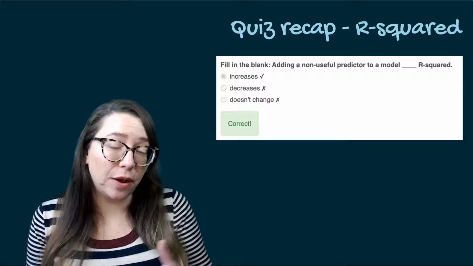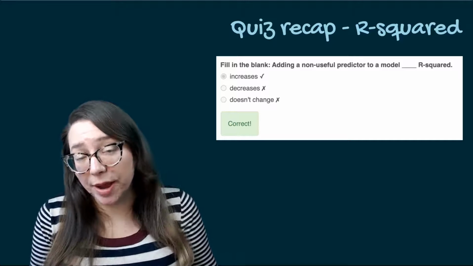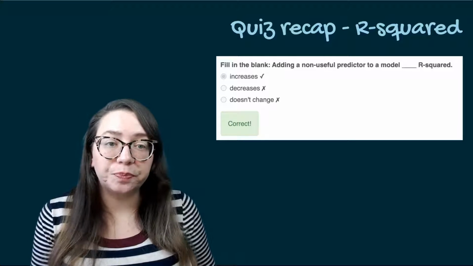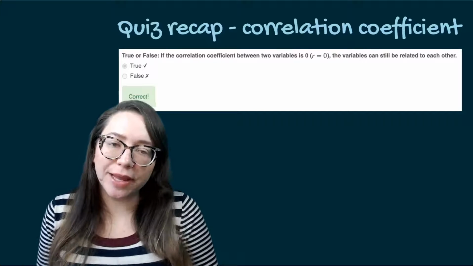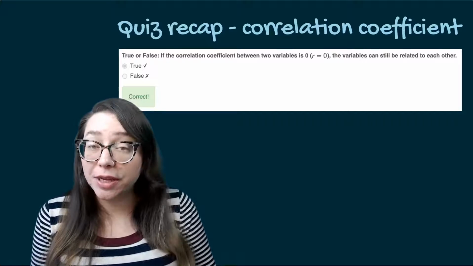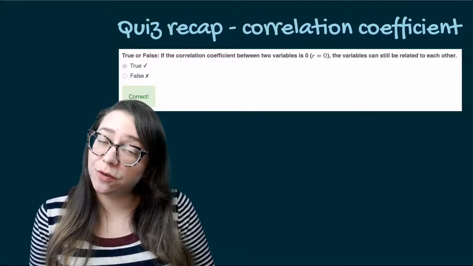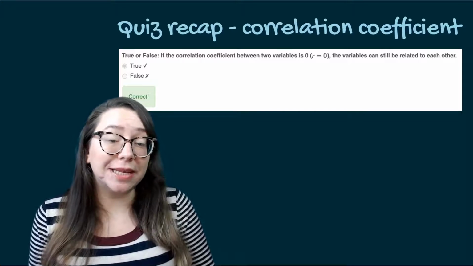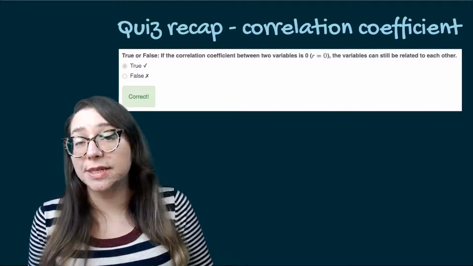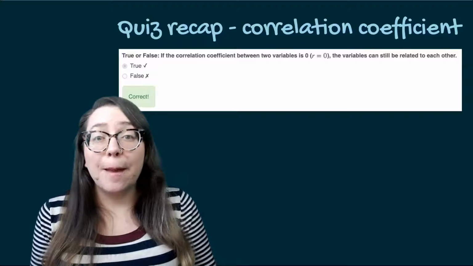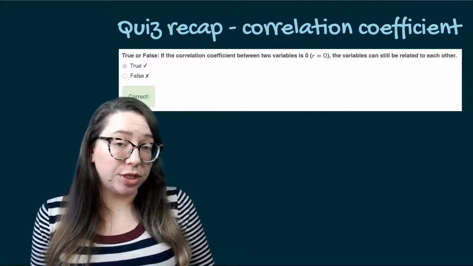So that's why, when we're comparing multiple regression models, adjusted R-squared is something we might look to as opposed to R-squared. The other question was about the correlation coefficient, and this is in a way a tricky question, but one that is meant to remind you what the correlation coefficient is. The question said: if the correlation coefficient between two variables is 0, the variables can still be related to each other. And the answer is true, and the reason is that the correlation coefficient measures the strength and the direction of the linear association between two variables.